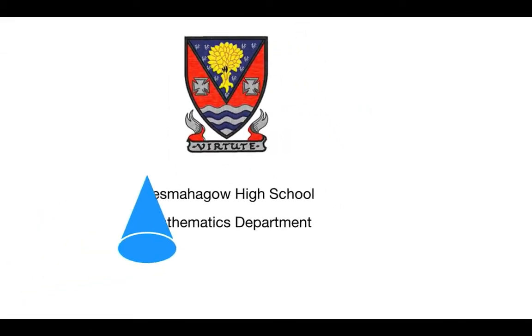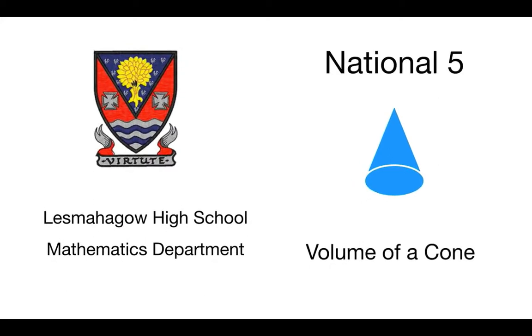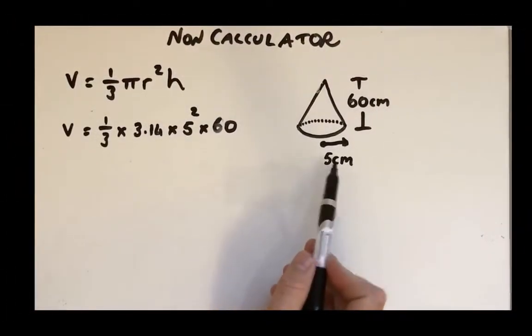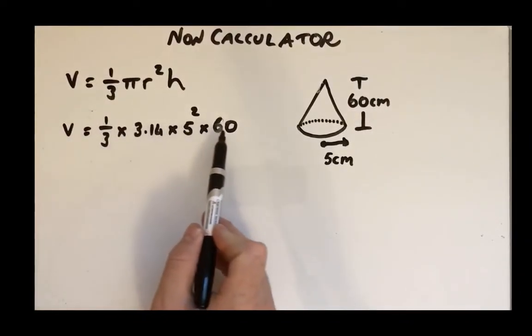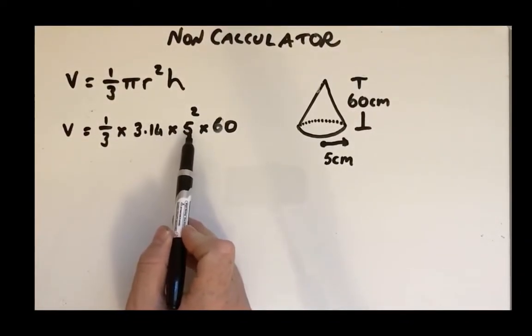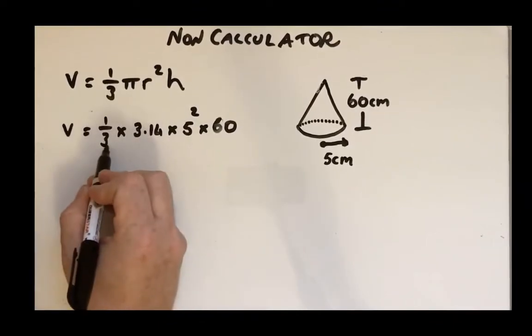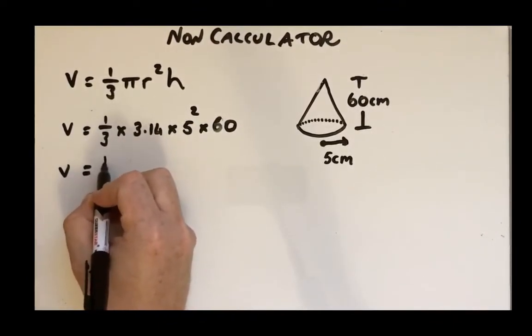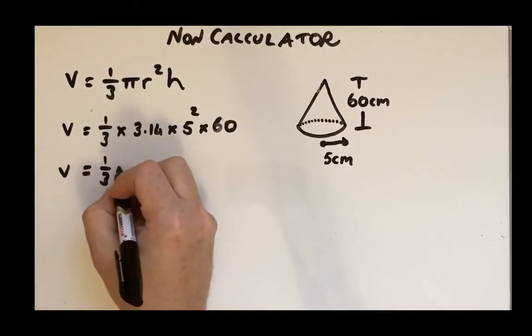In this lesson we are going to calculate the volume of a cone without a calculator. Okay, so we'll pick this up at the point where we have substituted in the values. So we've got a third pi r squared h. Now let's initially square the 5 to get 25.